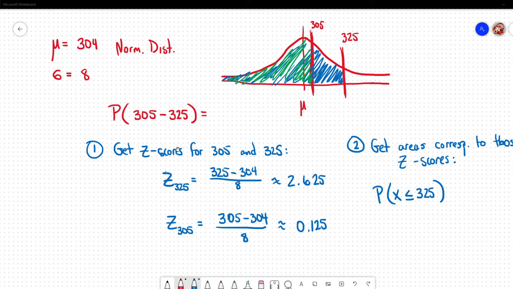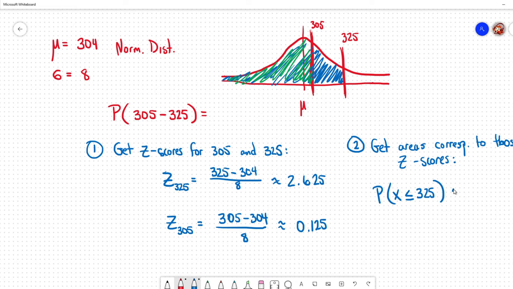So I'm going to go with the 2.62. I'm going to use 0.9956. And then I'm going to do the same thing now for our values less than or equal to 305.